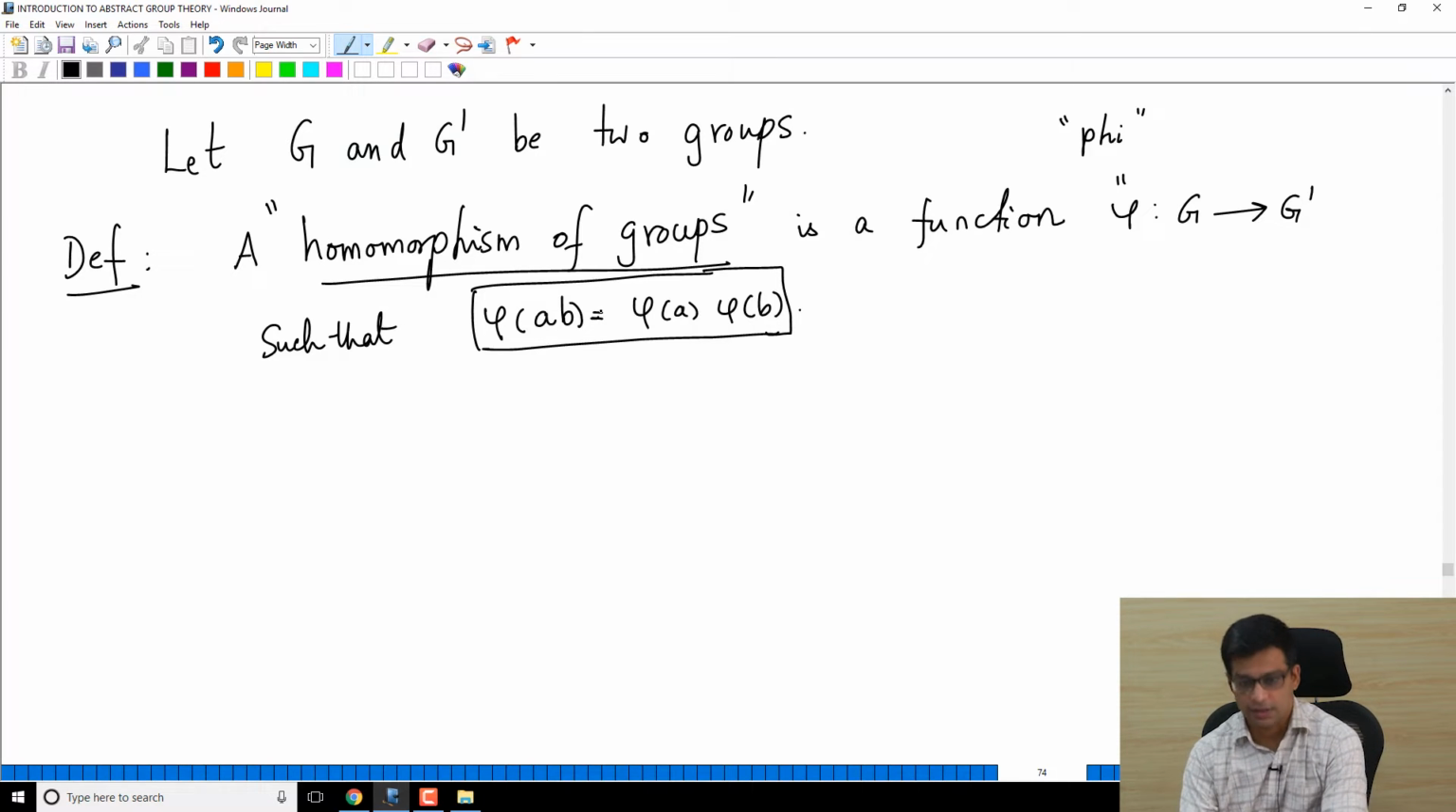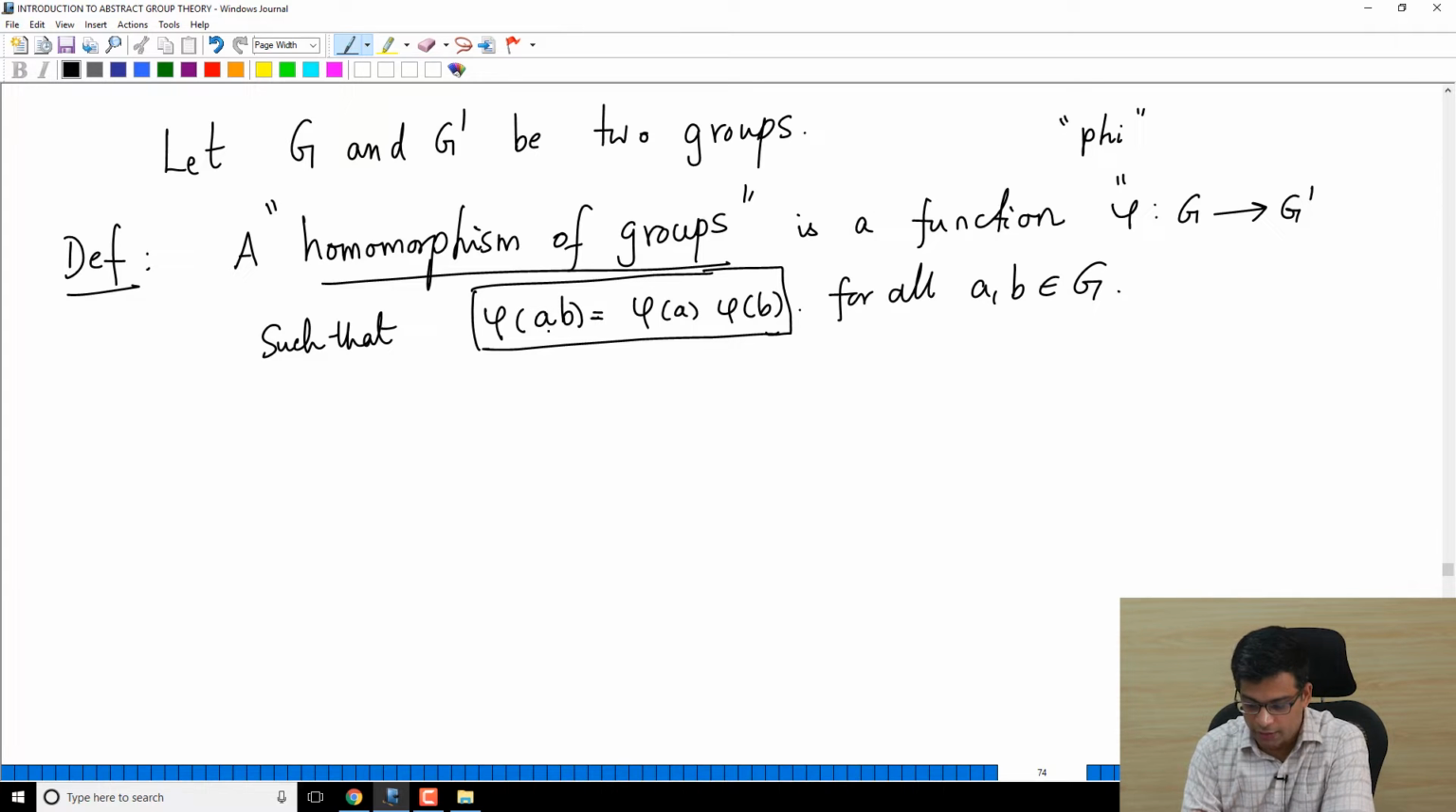Okay, so let's just recall our convention here. When I write AB, remember this is for all. What are A and B? You have to ask. This is true for all A and B in G. So A and B are elements of the group G, the domain group, and in the bracket here I have AB, which means A times B in the group G. I apply the binary operation of the group G to A and B. Phi of A and phi of B are elements of the group G prime, and here I write phi of A times phi of B, and that really means that I am applying the group operation of G prime.